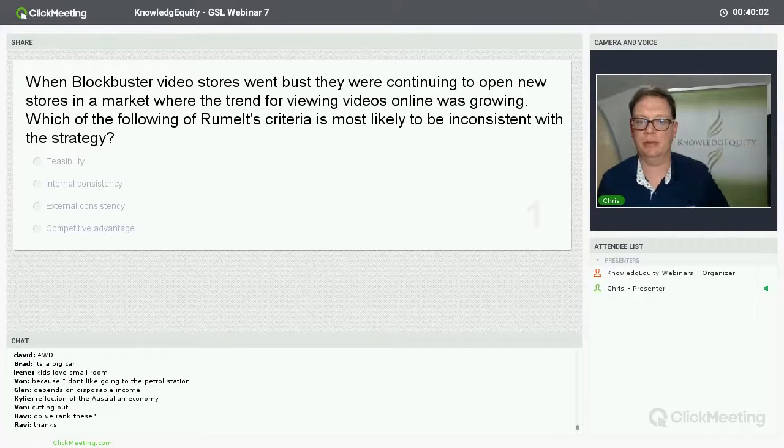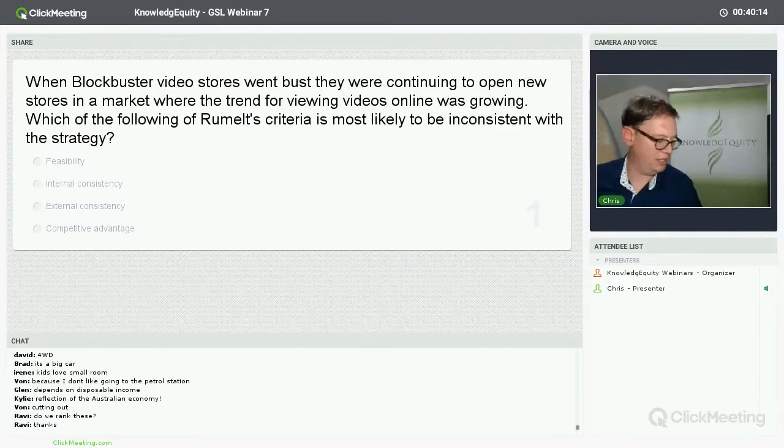When Blockbuster video stores went bust, they would continue to open new stores in a market where the trend for viewing videos online was growing. Which of the following of Rummelt's criteria is most likely to be inconsistent with this strategy? Go for it. Quick and easy, 20 seconds.